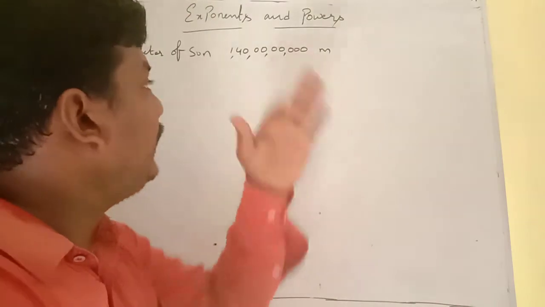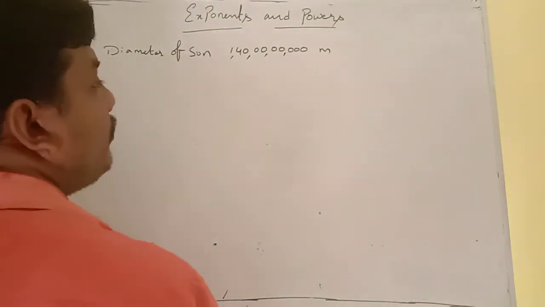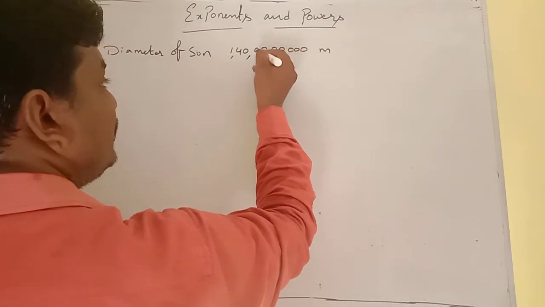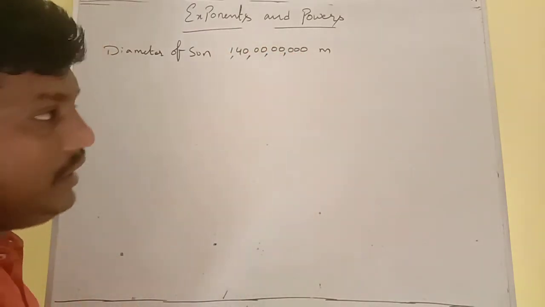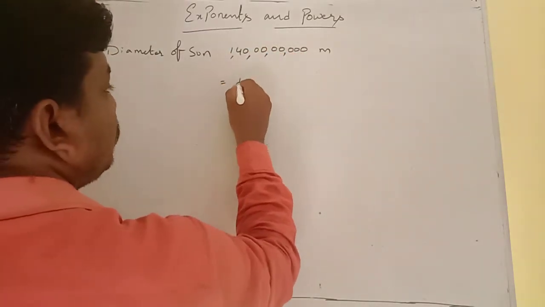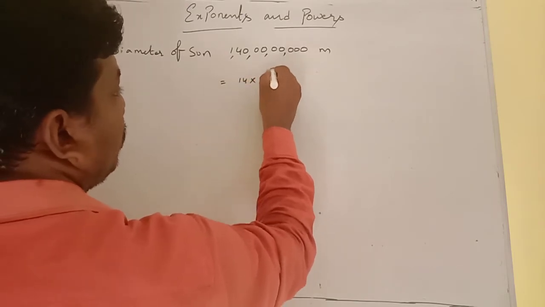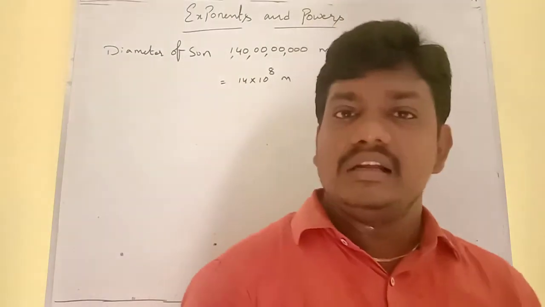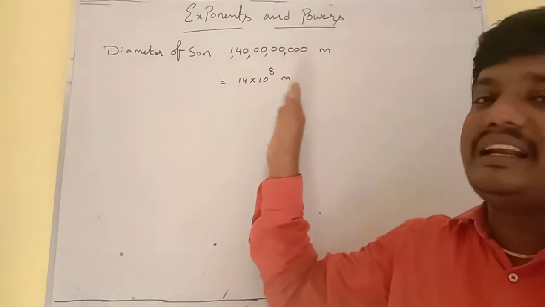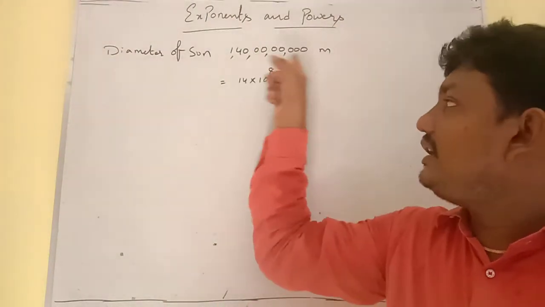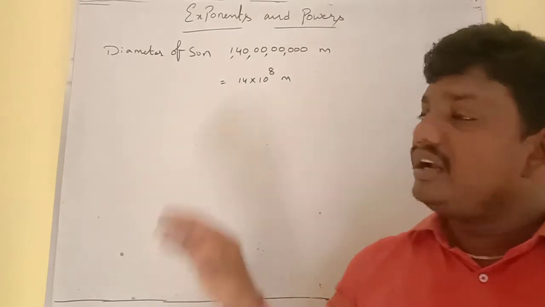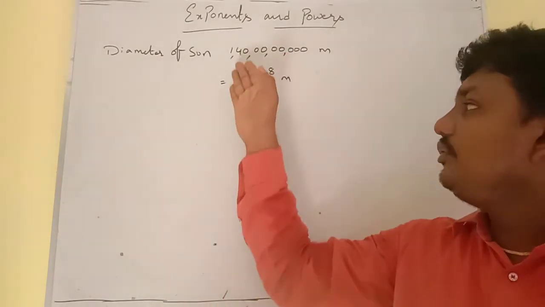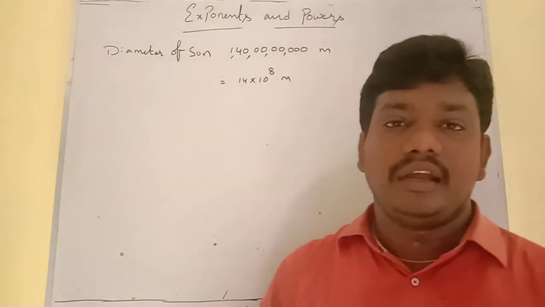So how do we express this? How many zeros are there here? 1, 2, 3, 4, 5, 6, 7, 8. There are 8 zeros. That means we can simply write 14 into 10 to the power of 8 meters. If 10 is repeatedly multiplied 8 times, then 8 zeros will come. That means 14 into 10 to the power of 8 meters.